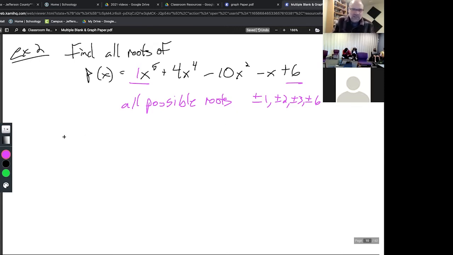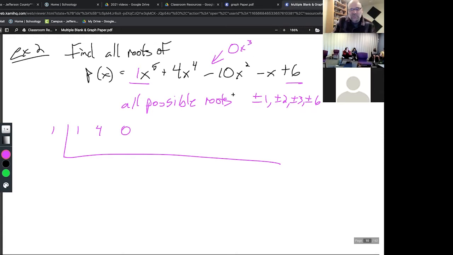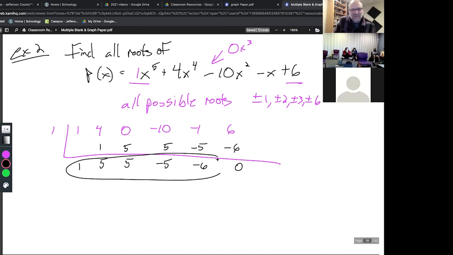But we're going to try one. Let's just try 1. How do we try it? Synthetic division. So we're going to put 1, 4, and then remember, there's no x cubed, so you have to put 0 for x cubed. Then negative 10, negative 1, and then 6. All right, so let's do our synthetic division. 1 times 1 is 1. Add, add, add, add. All right, so this is my new polynomial.